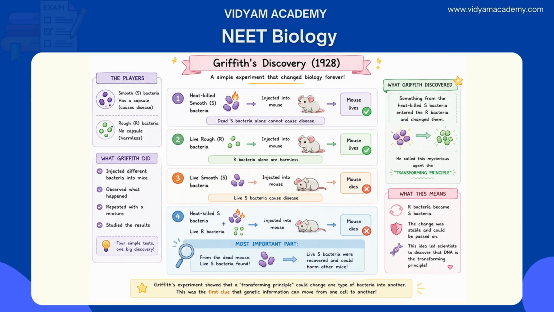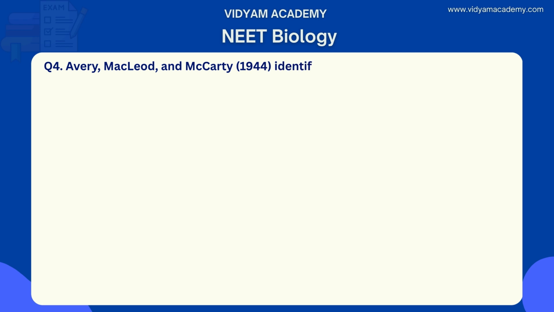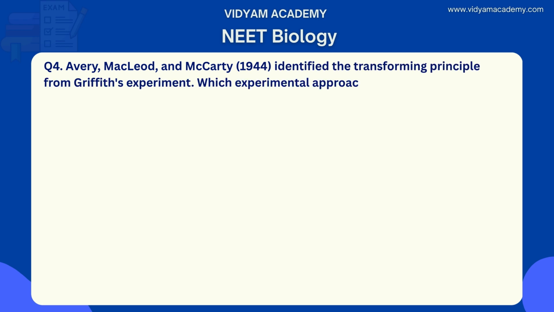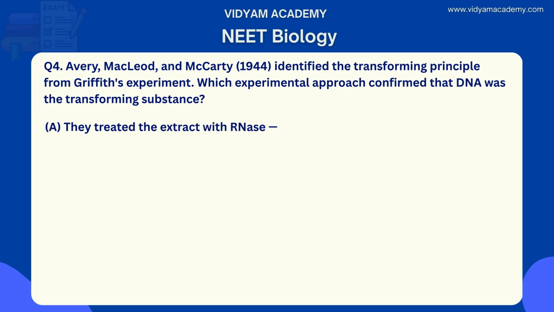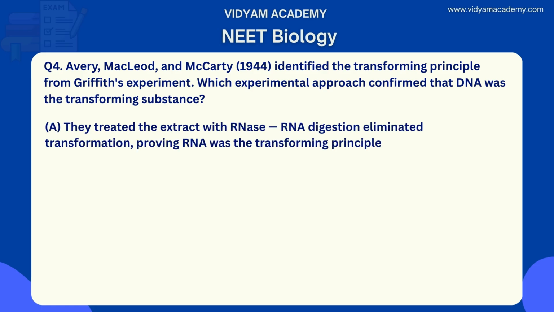Let's move to question number 4. Avery, MacLeod, and McCarty in 1944 identified the transforming principle from Griffith's experiment. Which experimental approach confirmed that DNA was the transforming substance? Option A. They treated the extract with RNase, and RNA degradation eliminated transformation, proving RNA was the transforming principle.